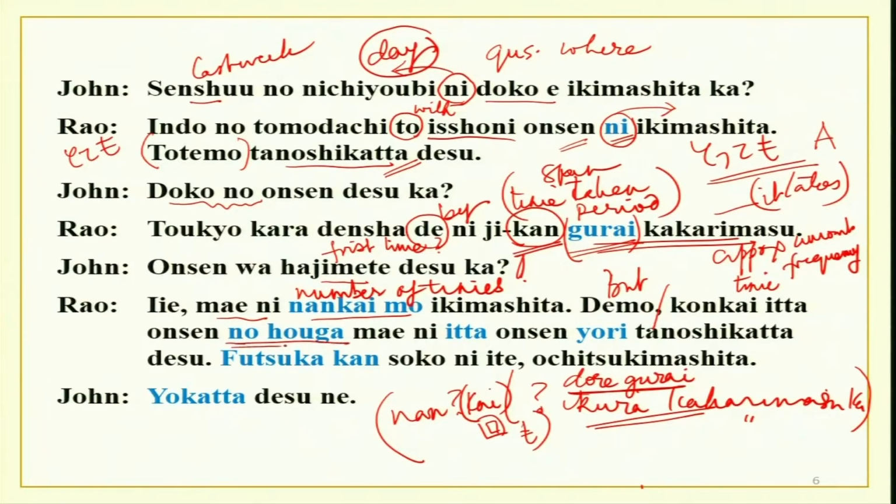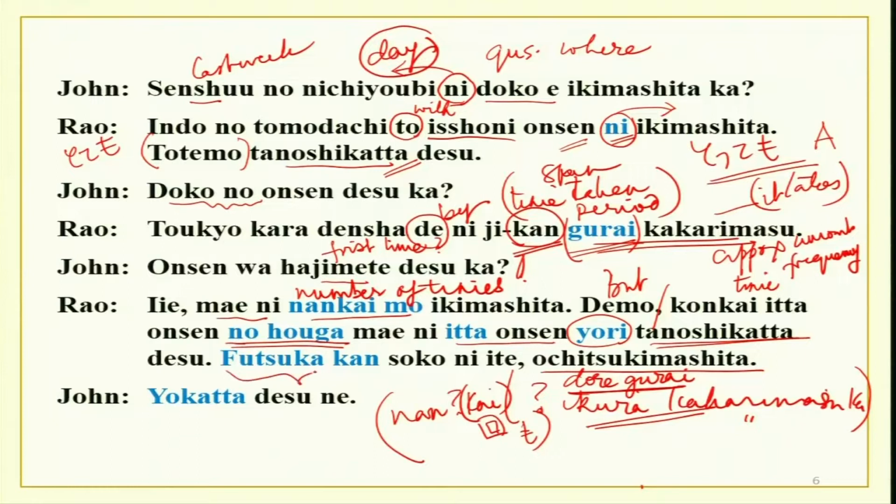Now, you have done this. This is preference or comparison. Demo, konkai itta onsen no hou ga, mae ni itta onsen yori. So, this is what we are going to do. Tanoshikatta desu. It was better than last time. It was more enjoyable. Futsuka kan soko ni ite ochitsukimashita.